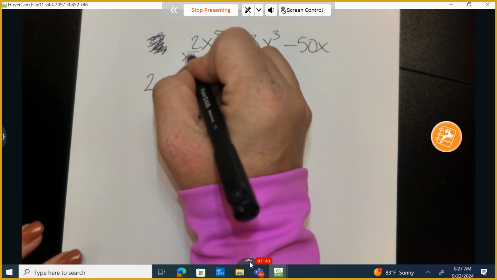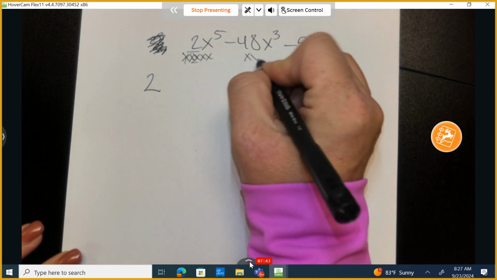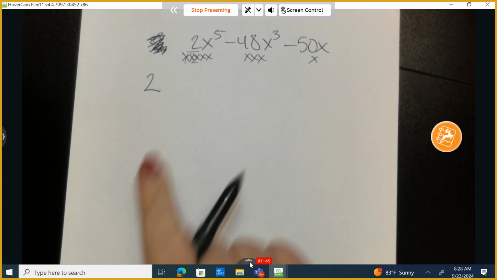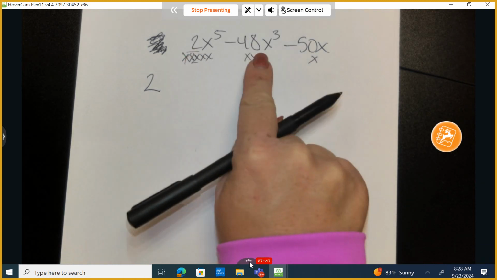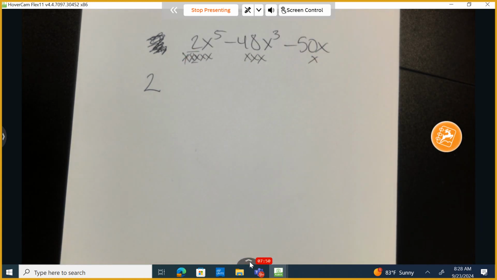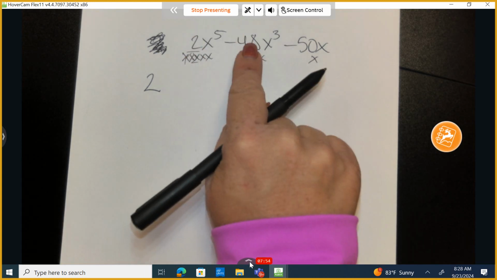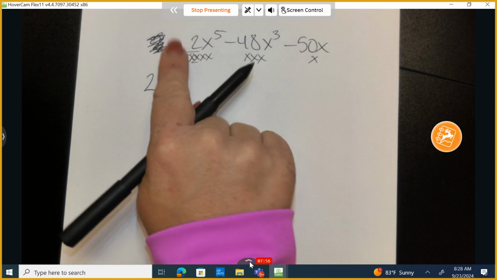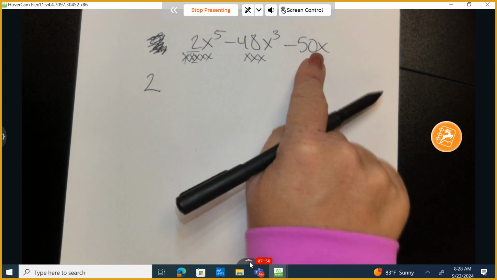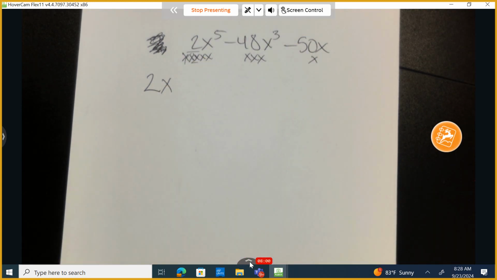This has 5 x's. This has 3 x's, and this has 1 x. What's the most amount of x's that I'm able to take out of all 3 terms? It has to be an equal amount. Like a lot of students want to say 5. I can take 5 from the first, but I can't take 5 from the remaining 2. I can take 3 from the first 2, but I can't take 3 from the last. The most x's we can take out would be 1x.